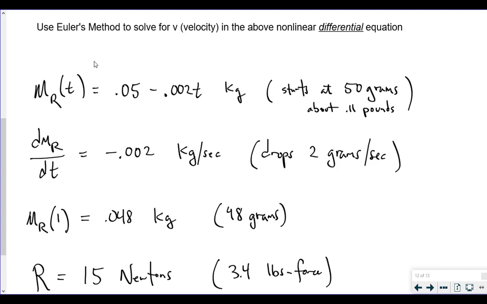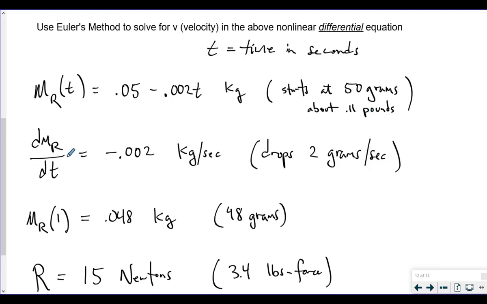So I created this mass of the rocket as a function, 0.05 minus 0.002t, where t is the time in seconds. And I'm measuring mass in kilograms, but for example, in this particular case, you could think of this as being 0.05 kilograms initially at time 0. 0.05 kilograms would be 50 grams, and that's about 0.11 pounds. So a very light, small model rocket.